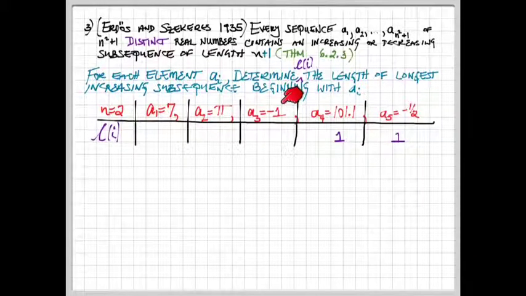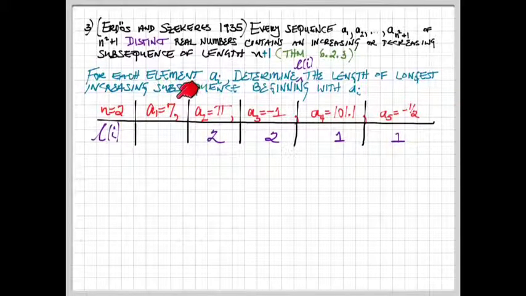Or it could be A3, A5, because in fact I'm increasing from -1 to -0.5. But in either case, the subsequence has length 2. Beginning at A2, the longest increasing subsequence you can create is also 2, namely starting at pi, increasing to 101.1, and that's all you can do to increase.